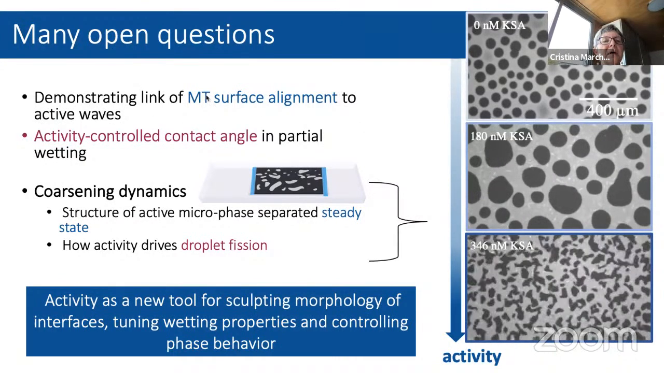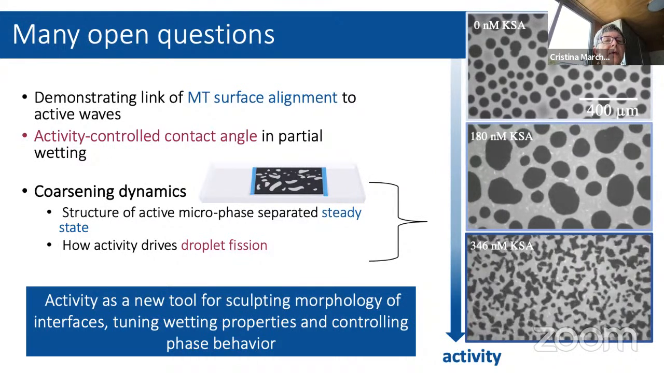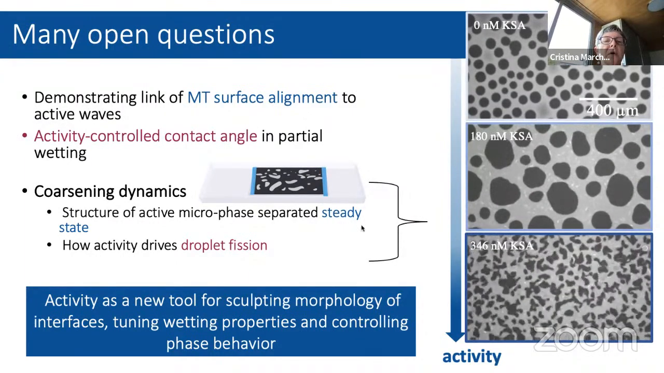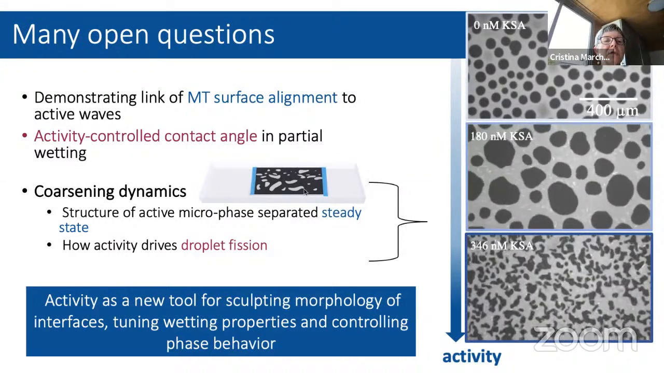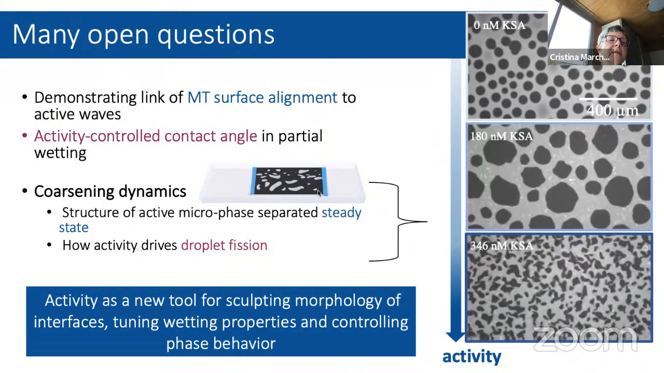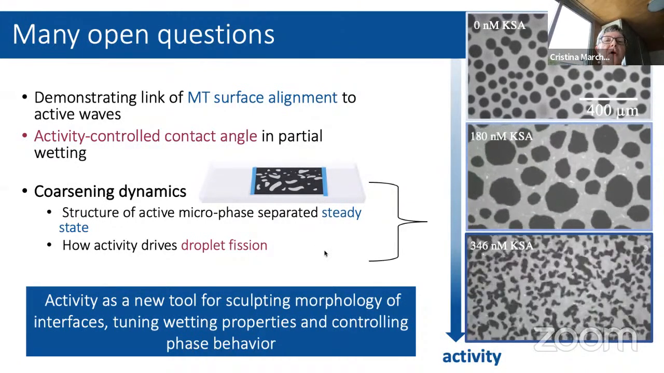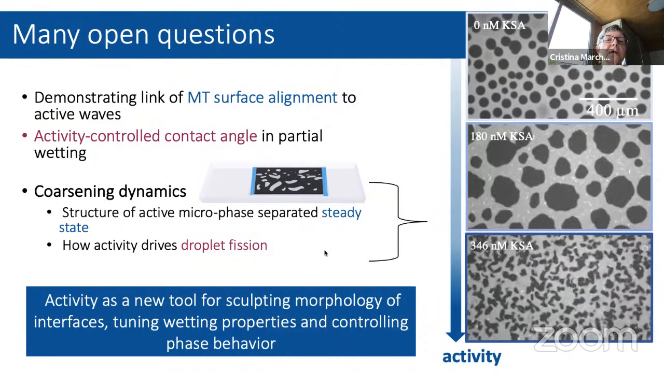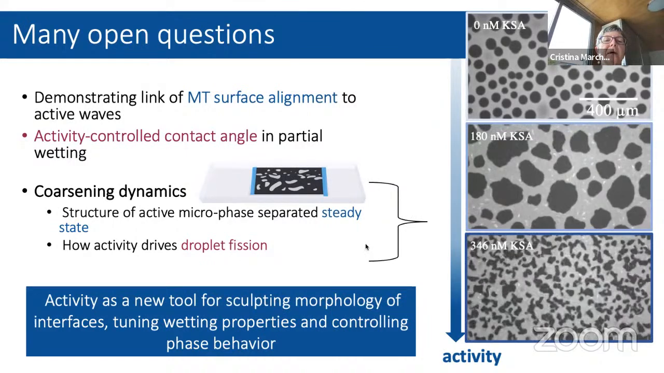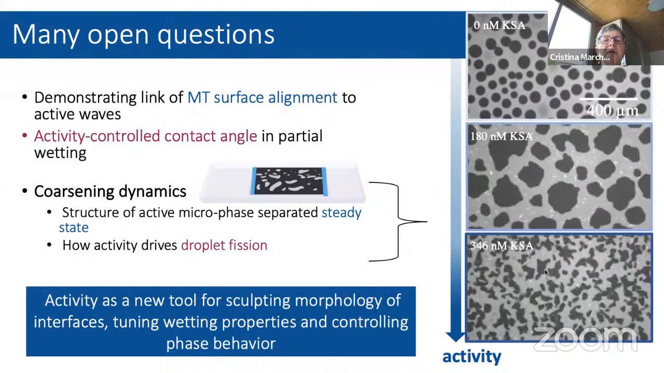Demonstrating a link of this microtubule surface alignment to these active ways we controlled and how wetting can also be controlled with activity. What I didn't tell you is something very interesting which we're working on now, about the coarsening dynamics. If you do the experiment in a horizontal geometry where gravity is not important, then you can look at the kinetics of phase separation, how the system coarsens, starting from an initial quench by making droplets. This is shown in these images, where going down, the activity is increasing.